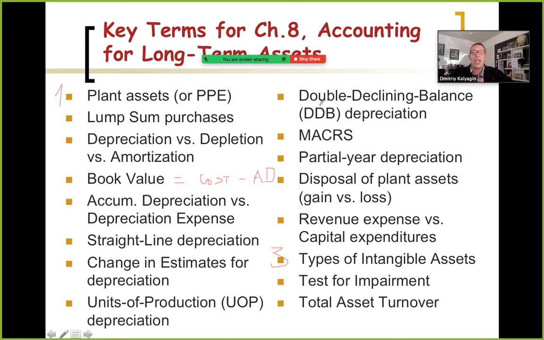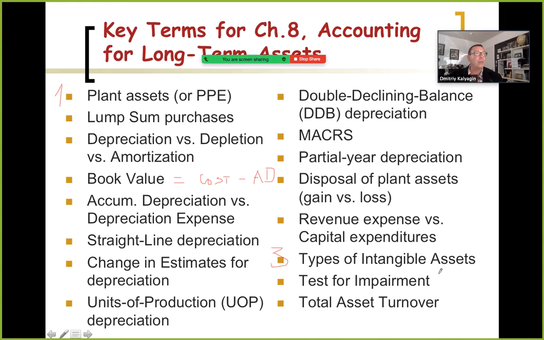We talked about changes in estimates, MACRS, which is calculating depreciation for taxation purposes, partial year depreciation, and also recording the disposal of plant assets. It could get confusing, so please look it over, how you can have a gain or a loss on the disposal of a plant asset. We compared and contrasted revenue expenditures with capital expenditures. So your regular expenses versus extraordinary, ordinary and extraordinary expenses or expenditures.